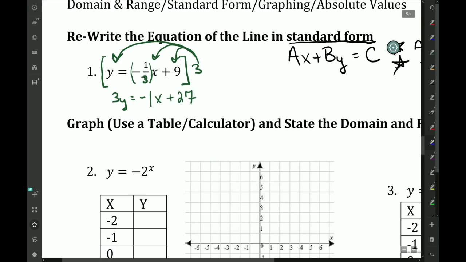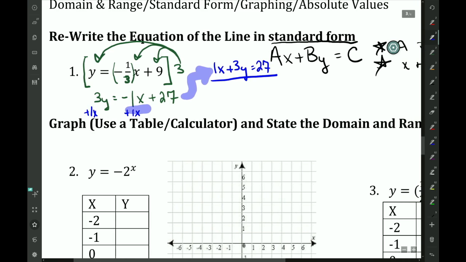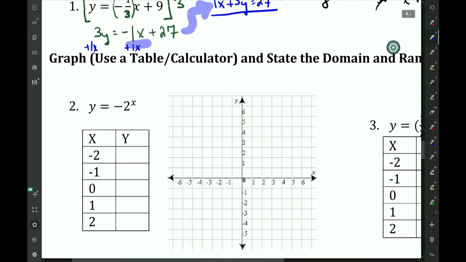Your next step then is to move the x to the other side. Well, if it's negative over here, I'm going to add 1x to the left to make the nice balance. So we have 1x plus 3y equals 27. Okay? X, Y on the same side, C left over, no fractions, no negatives.